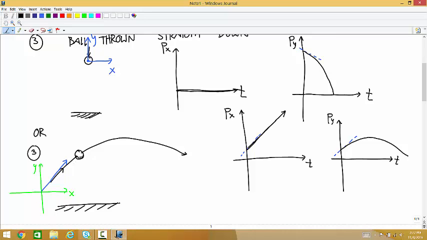Any other questions about that one? And then the rest of 3 and 4 and 5 and 6 are all pretty much the same question. Just thinking about whether it's speeding up or slowing down, whether it's turning, using that to come up with the total acceleration. Any other questions about the test?